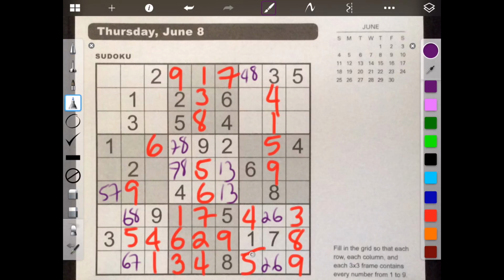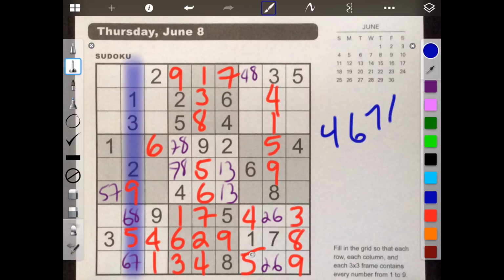Let's see what this column needs. One, two, three, four, five. Oops, we got a five. One, two, three, four, six, seven, eight. Four, six, seven, eight. Okay. And seven can't go here. That's not it. Let's see, two, four, six, seven, eight. Nothing cancels out in this space. Four, six, seven, eight. Only the four and the six cancel out here. So that makes it seven and eight. Okay, and then since this row has seven and eight in two spaces, that leaves one, two, number three.